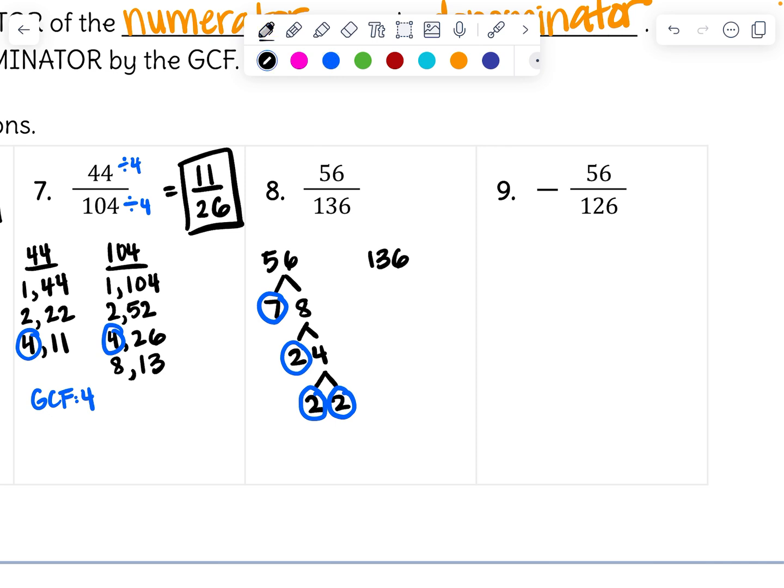136. Let's see. I can do 8 and 17. 17 is a prime number. 2 times 4. 2 is prime. And 2 times 2.